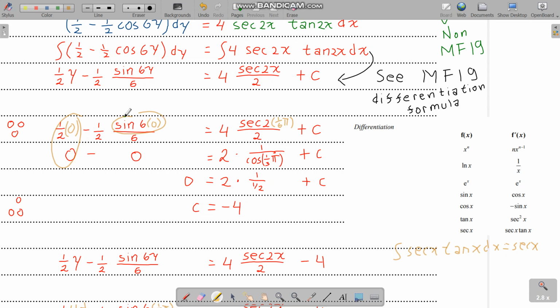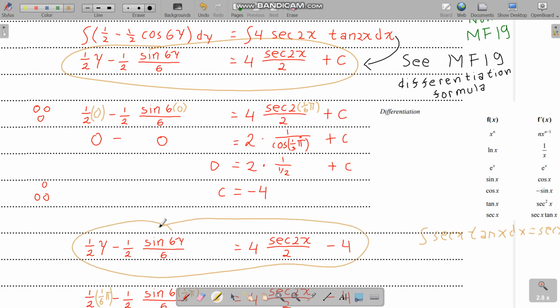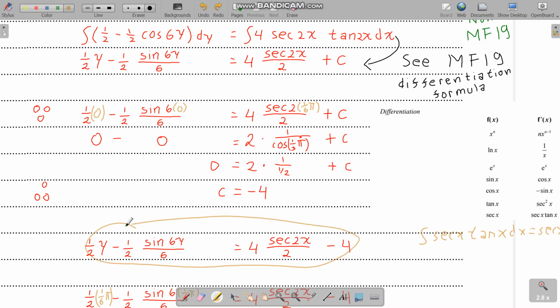This is sin 0, which is 0, and this is secant 1/3 pi, and secant is 1 over cos. Cos 1/3 pi is actually 1/2. So just use your calculator. You're going to get 4 from here, which means the c must be -4. After you find the c, of course you replace this c with -4 and rewrite. You get the particular solution. So this is called the particular solution.